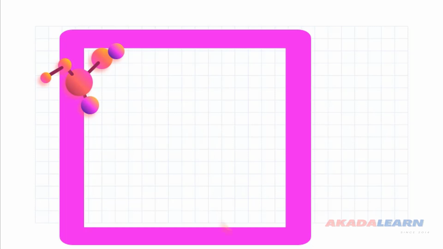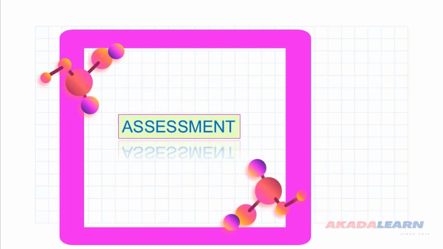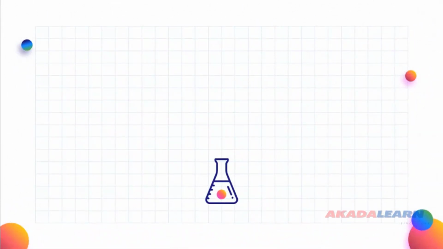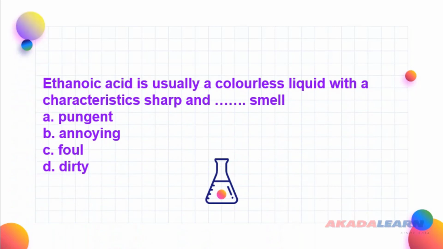Let's now take a quick assessment to see how far we have studied in this class. Question 1. Ethanoic acid is usually a colorless liquid with a characteristic sharp and dash smell. A. Pungent. B. Annoying. C. Foul. D. Dirty.